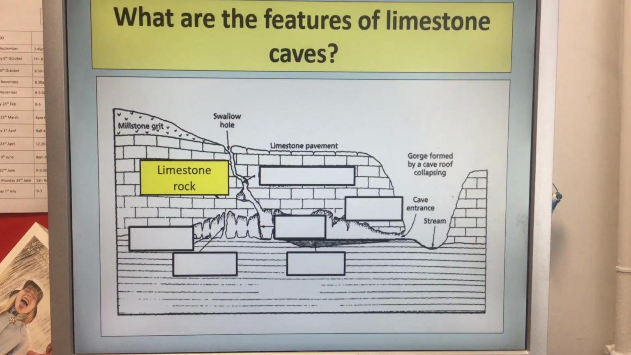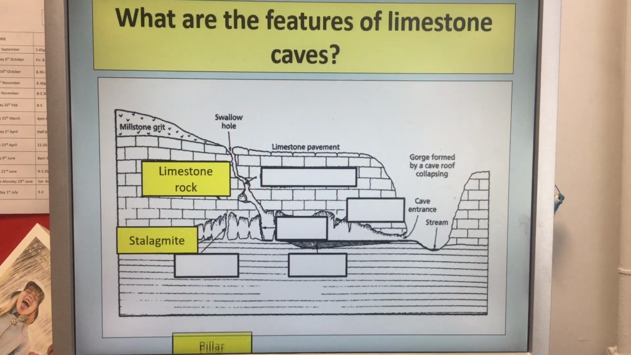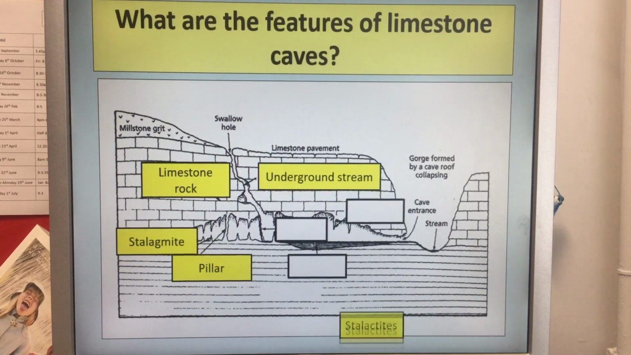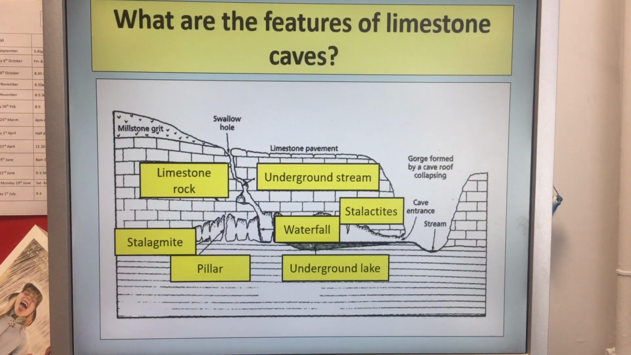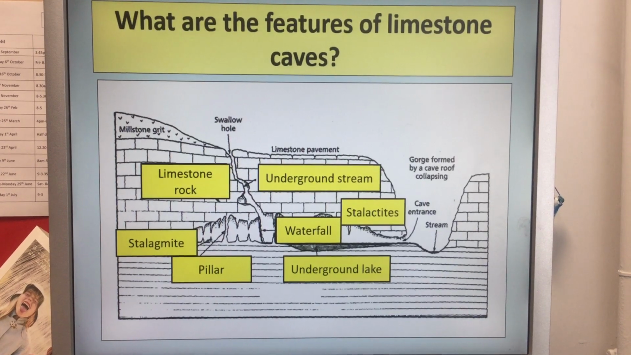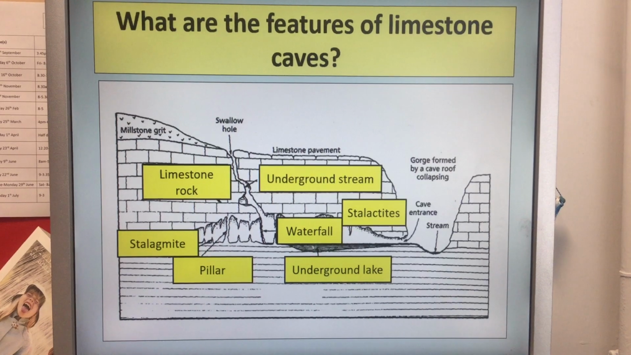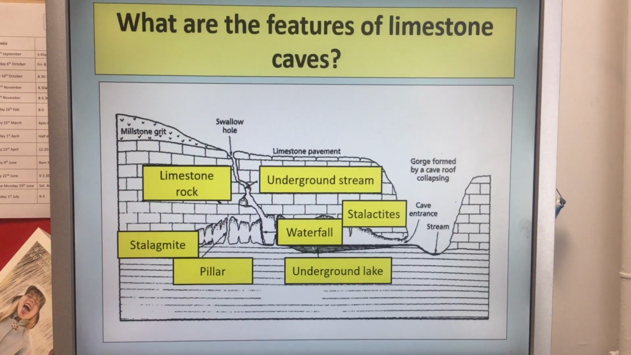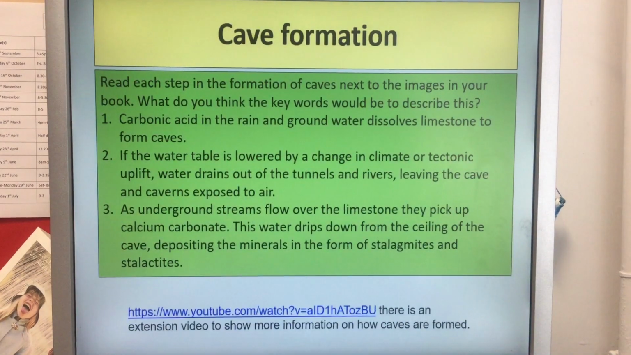So caves tend to be found in limestone rock, which is a rock we've been looking at in this topic. And when you look inside a cave, you've got the actual caves themselves. You sometimes get water, so things like underground streams and underground lakes. You can then also have features that form within the caves, so things like stalactites, stalagmites and pillars are also elements that you see within a cave.